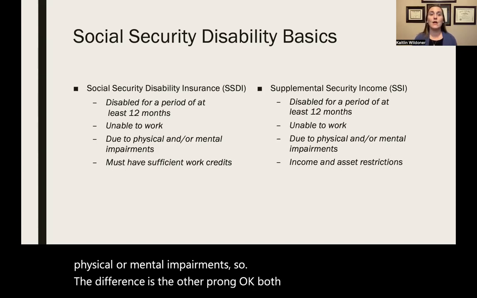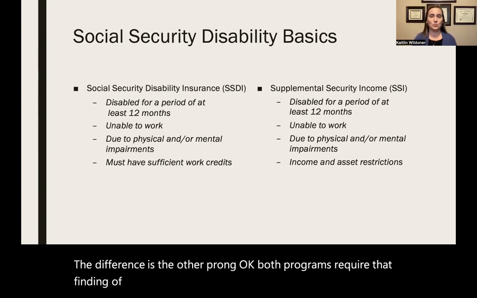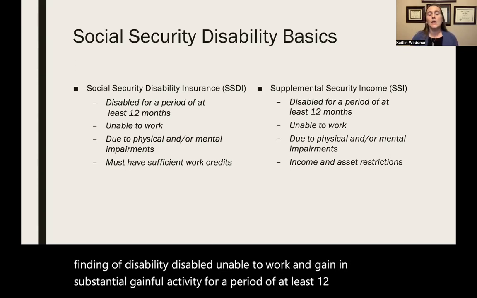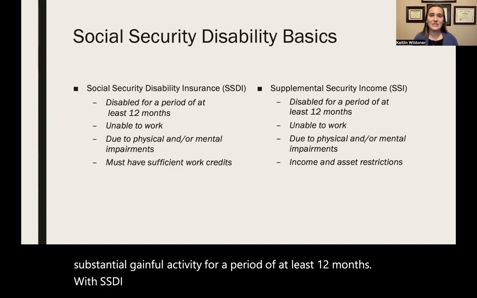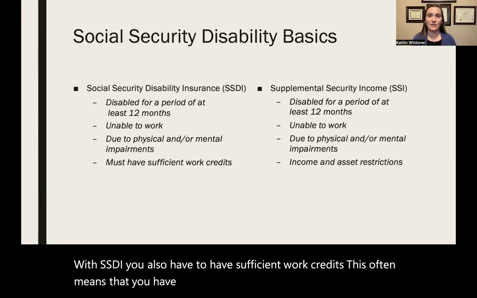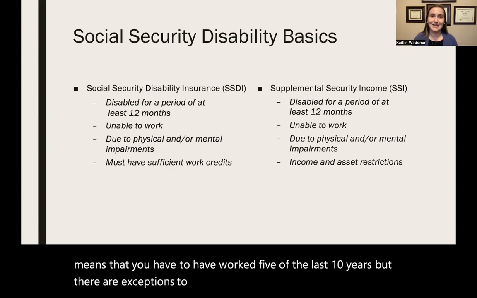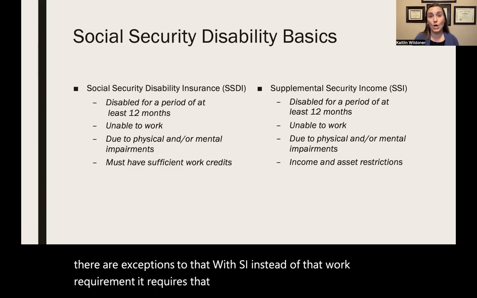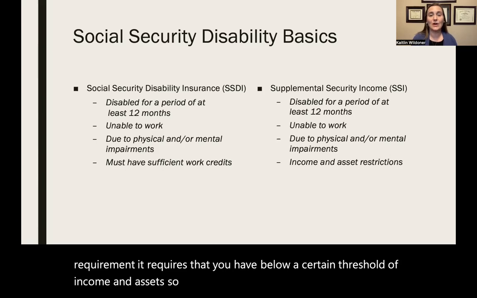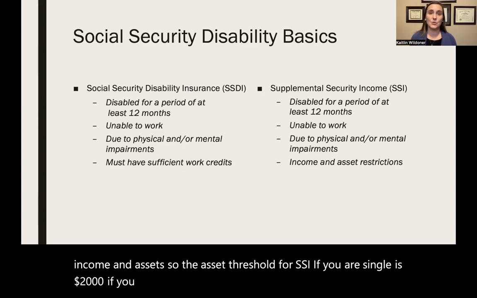Both programs require that finding of disability, unable to engage in substantial gainful activity for a period of at least 12 months. With SSDI, you also have to have sufficient work credits. This often means that you have to have worked 5 of the last 10 years, but there are exceptions to that. With SSI, instead of that work requirement, it requires that you have below a certain threshold of income and assets. So the asset threshold for SSI, if you are single, is $2,000. If you are married, it bumps it up to $3,000.